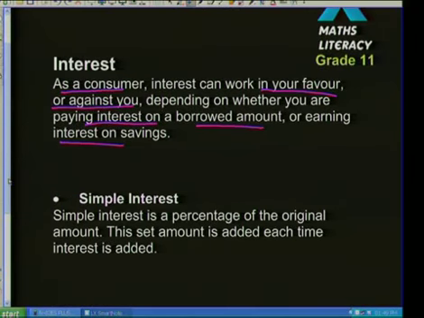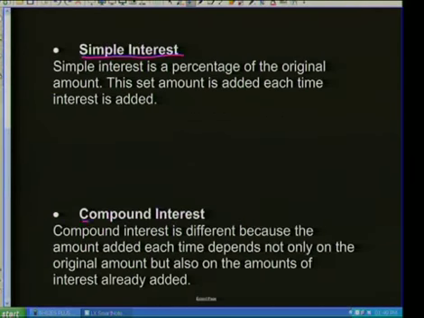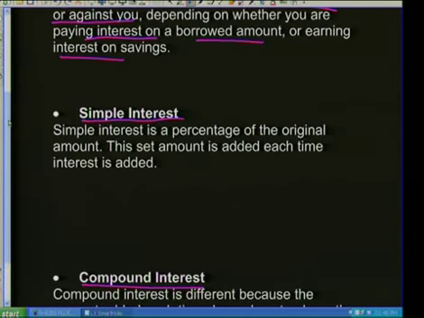Now we've got two types of interest that we deal with. The first is simple interest, and the second one is compound interest. I'm going to go through each one of these in a little bit of detail.